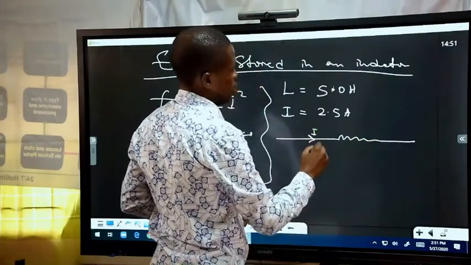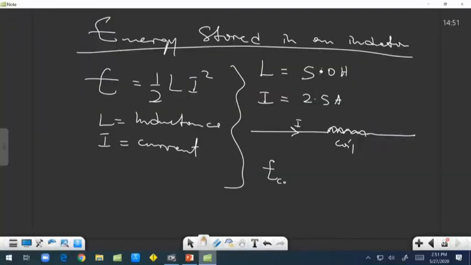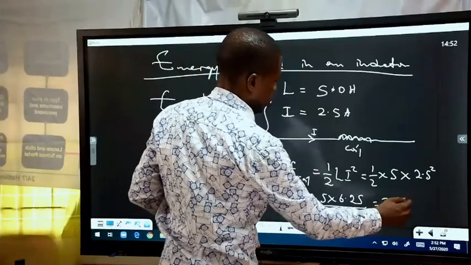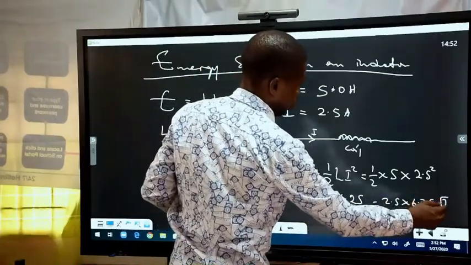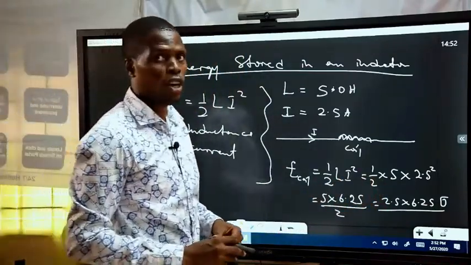Okay, let's say this is the current, and this is the coil. So how do you get the energy stored by the coil? The energy stored will now be half L I squared, and that is half multiplied by the inductance, 5, multiplied by 2.5 squared. When we do this, 2.5 squared will give us 6.25. So we have 5 multiplied by 6.25 divided by 2. So we have 2.5 multiplied by 6.25 joules. So you can complete this, and that will give us the energy stored in the coil. Okay.